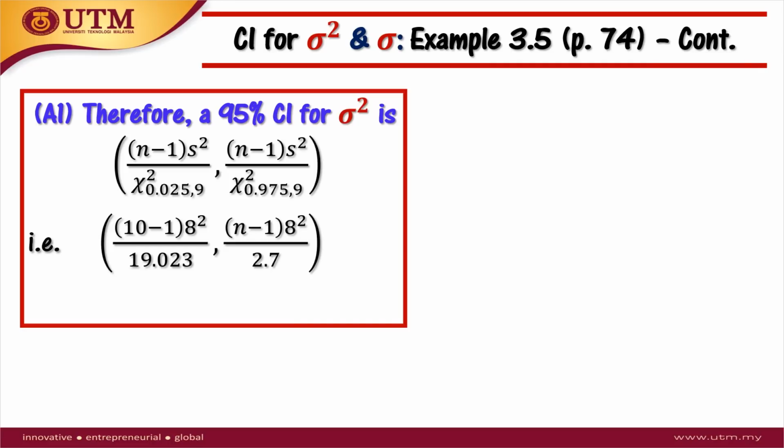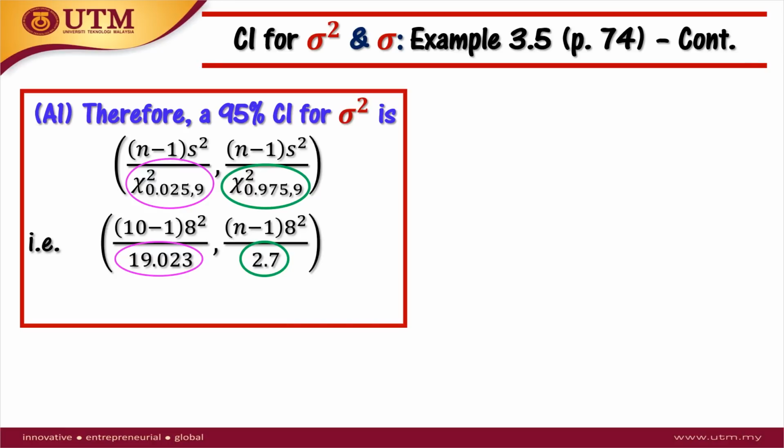The value of chi-squared 0.025,9 is 19.023, which can be obtained from table 6, page 36, whereas the value of chi-squared 0.975,9 is 2.7, which can be obtained from the same table 6 but in page 37.